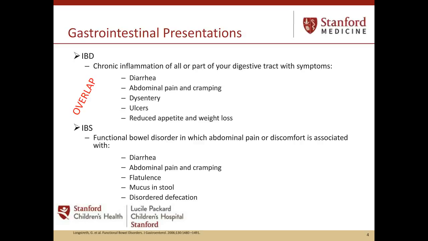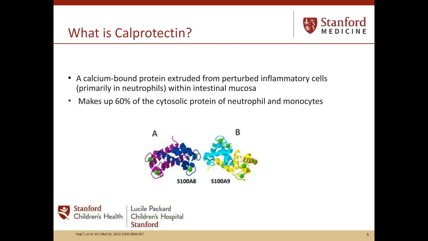So whenever I see a patient with these classic symptoms, I can think of irritable bowel syndrome and inflammatory bowel disease. But what is calprotectin? Calprotectin has really catapulted onto my radar in the last few years, and it has changed my practice. Calprotectin is a calcium-bound protein extruded from perturbed inflammatory cells, primarily intestinal neutrophils within the walls of the mucosa.